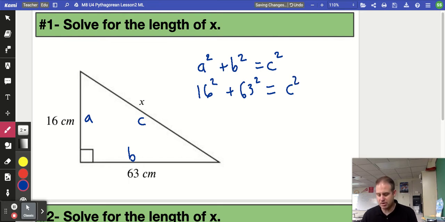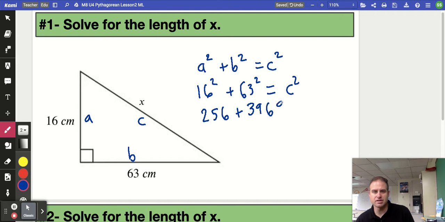So I'll look down at my calculator here, and 16 squared is 256. 63 squared is 3,969. And this is still going to equal c squared. Then I'm going to go ahead and combine my terms. I'm going to add the 256 to my 3,969, and we end up with 4,225 is equal to c squared.